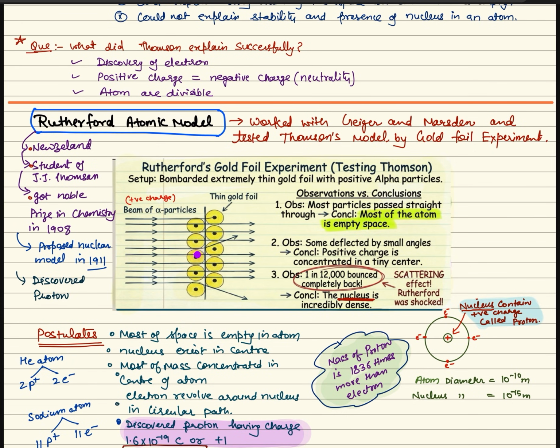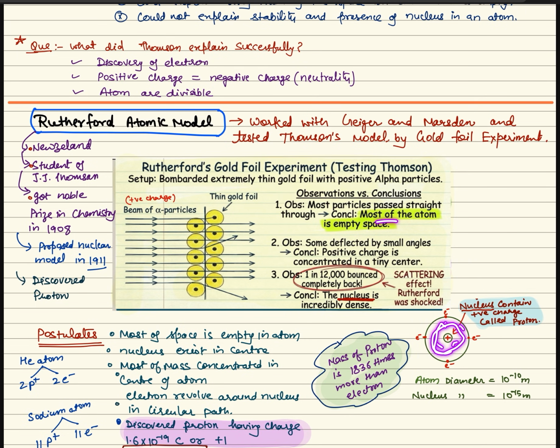So this is how he got to know that the nucleus is dense, and that's why the ray is reflected back. Understood? So that was the conclusion. This was the scattering effect. This scattering effect shocked Rutherford, and what did he get to know? He got to know that most of the space is empty.